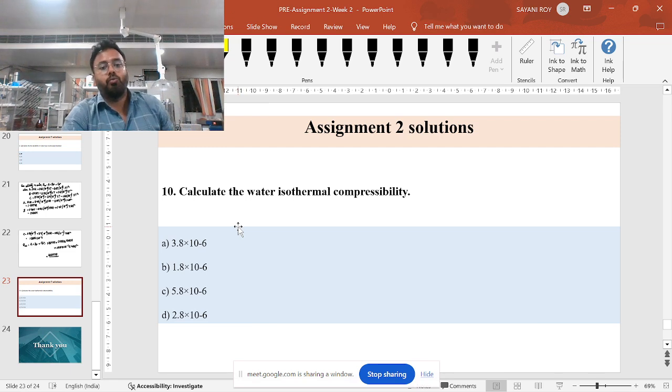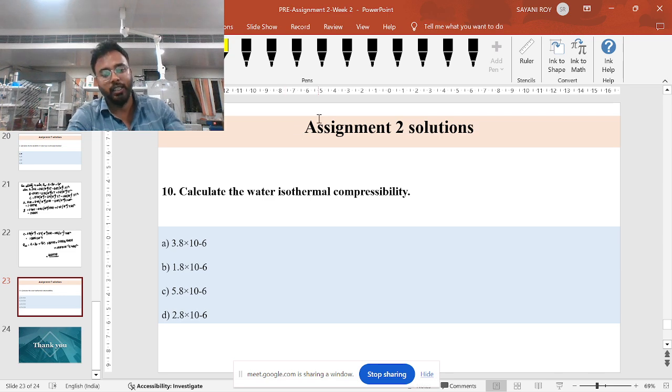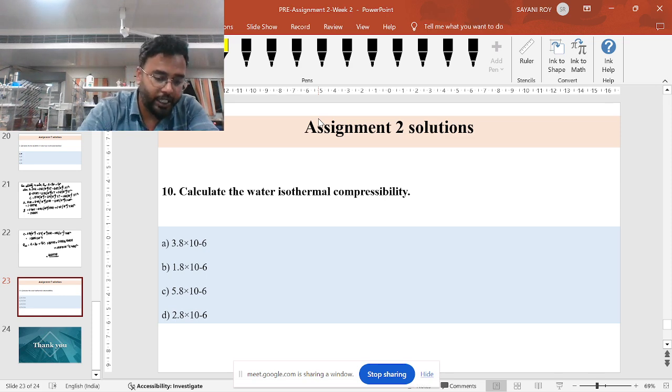Calculate the water isothermal compressibility. The four options given are: option A is 3.8 into 10 to the power minus 6, option B is 1.8 into 10 to the power minus 6, option C is 5.8 into 10 to the power minus 6, and option D is 2.8 into 10 to the power minus 6.